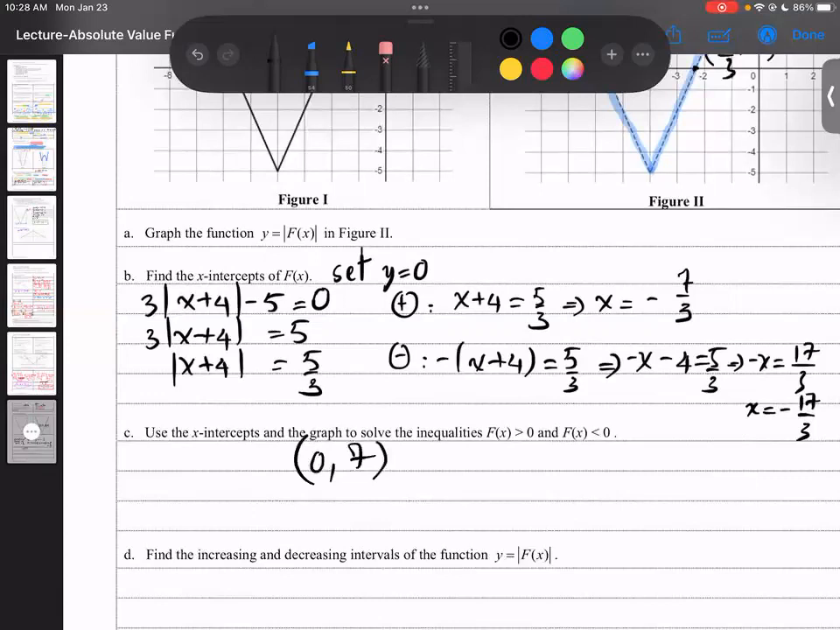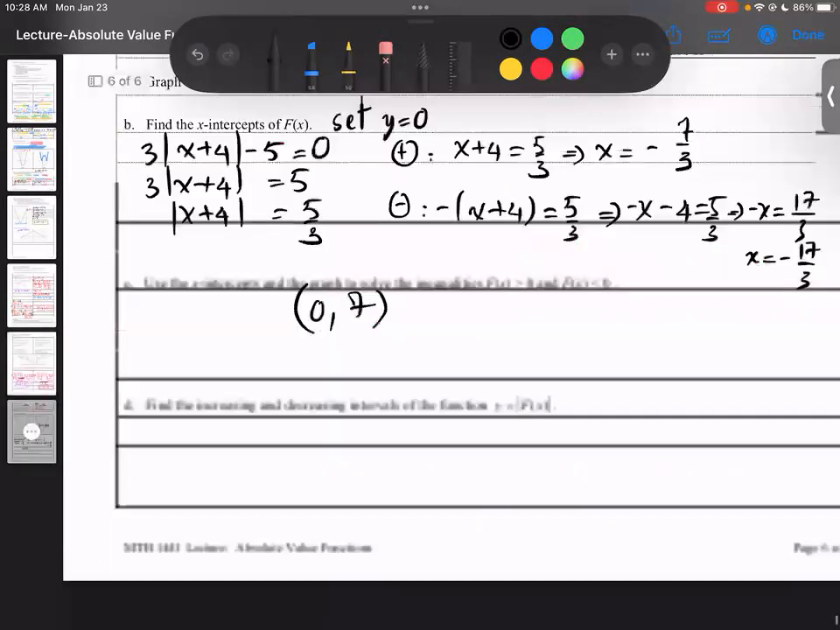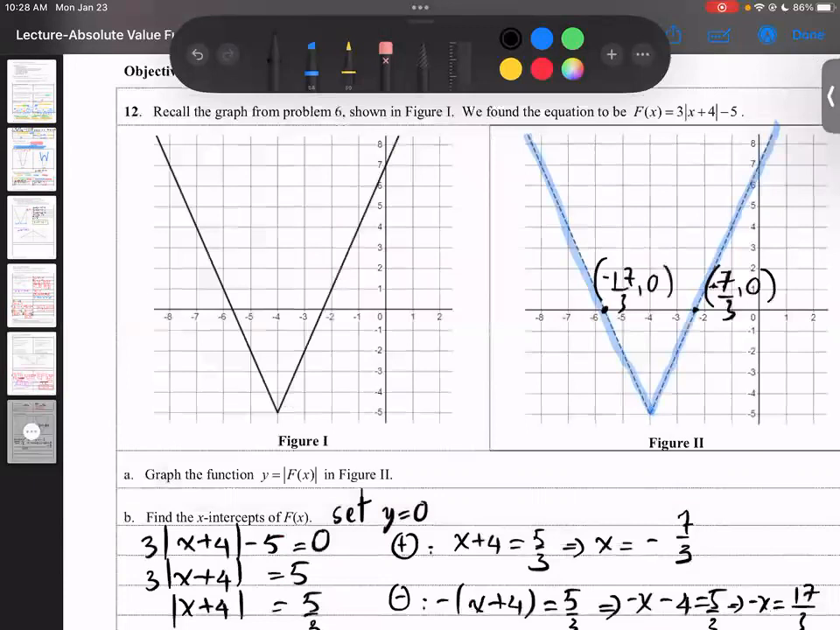It's lagging. It's 10C. Increasing, decreasing function. We'll talk about it next time. Thank you.